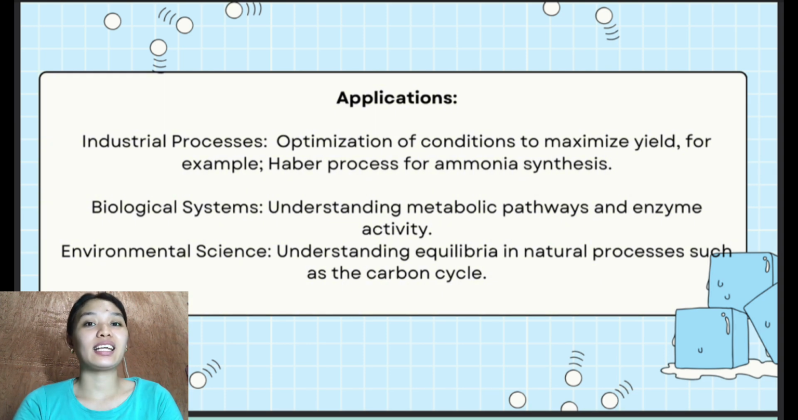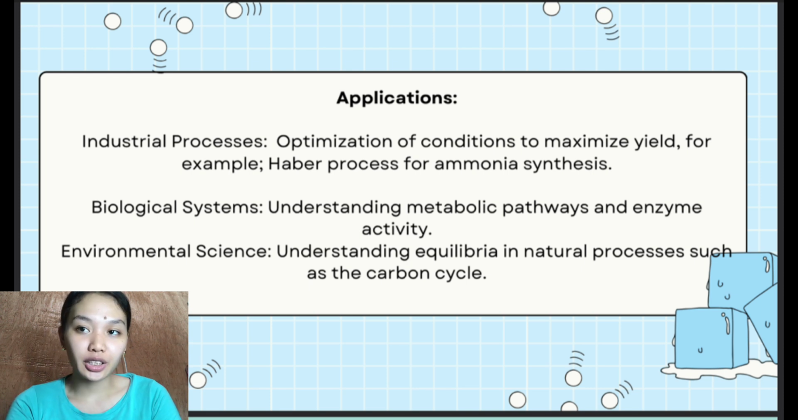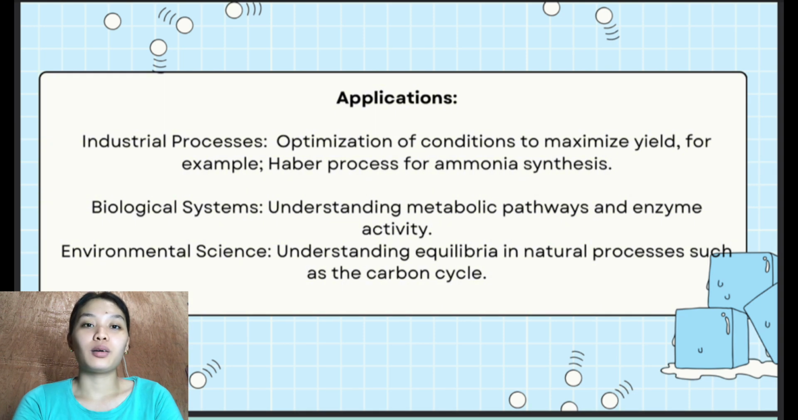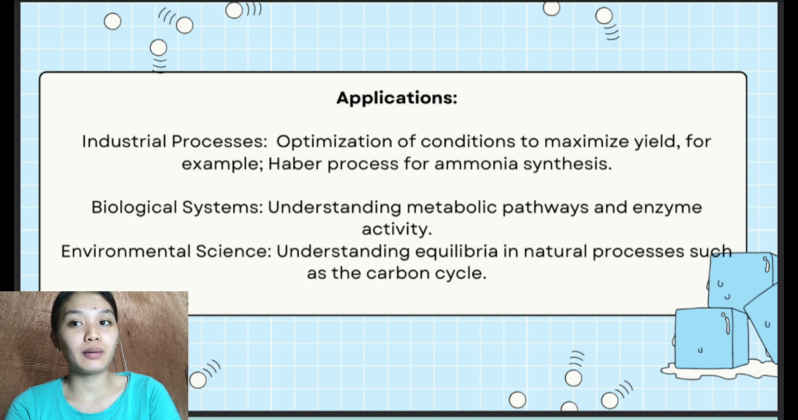So understanding chemical equilibrium in this context helps us optimize industrial processes, regulate biological pathways, and it also explains environmental phenomena. So by applying equilibrium principles, we can improve efficiency, maintain a balance in living systems, and predict the impact of changes in natural cycles.